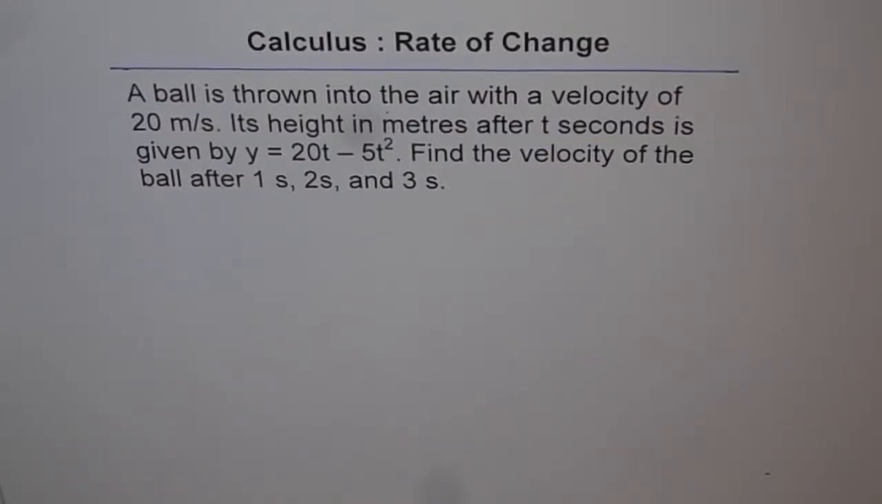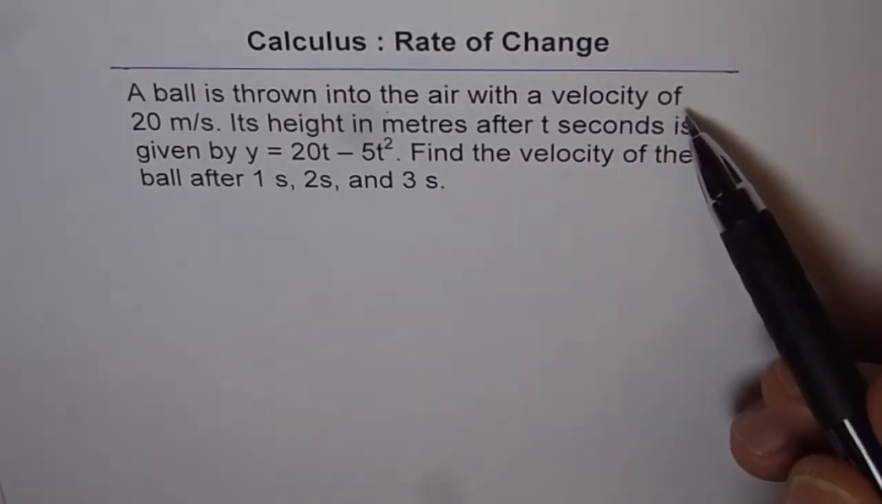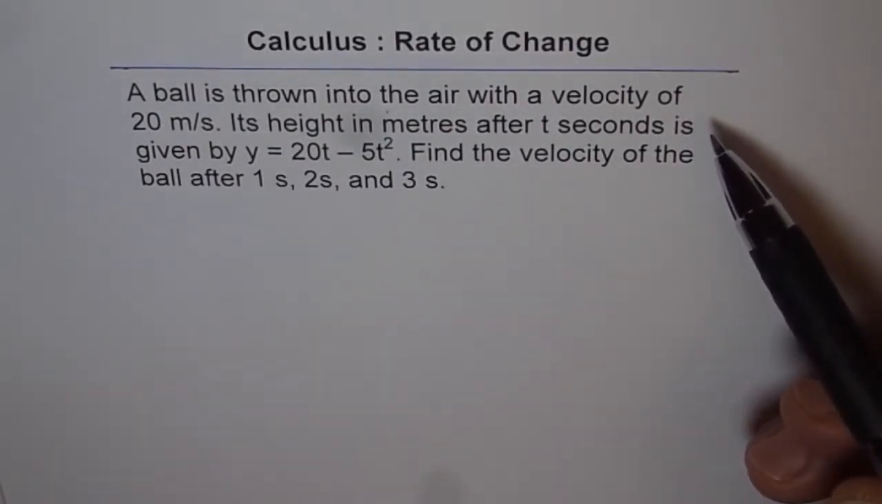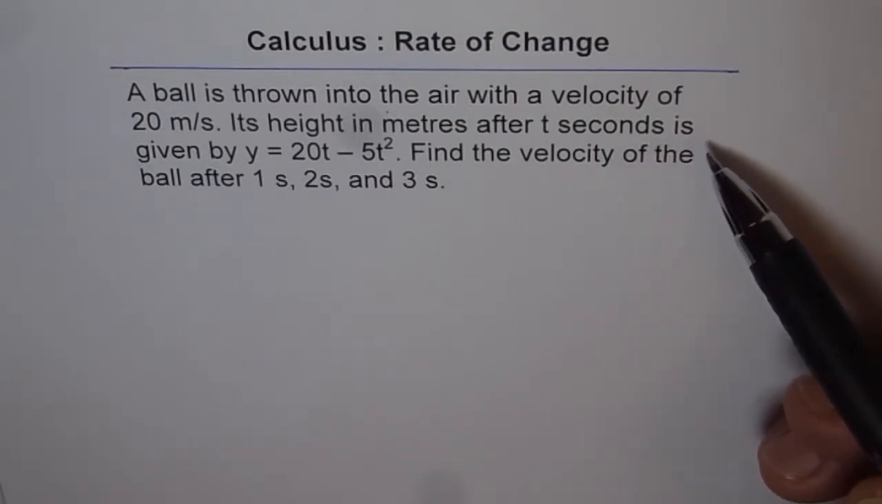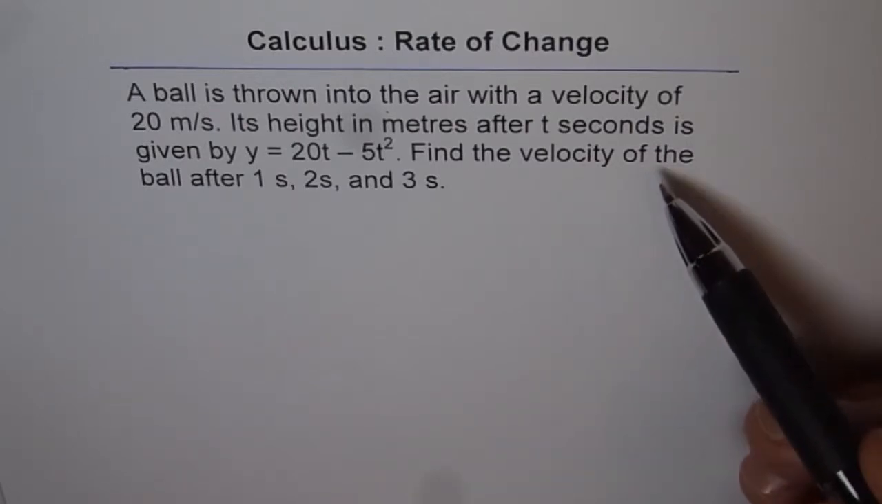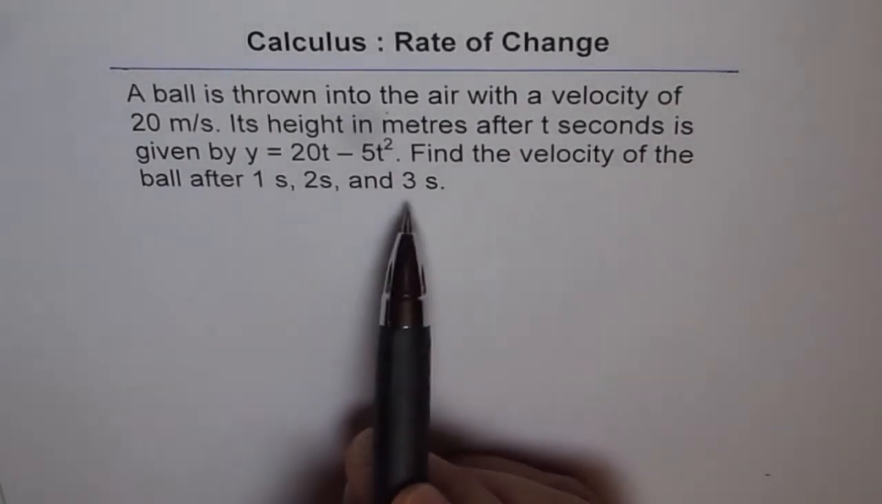Here is an application problem where rate of change is being considered as velocity. Velocity is the rate of change of displacement. Now the question here is, a ball is thrown into the air with a velocity of 20 meters per second. Its height in meters after t seconds is given by y equals 20t minus 5t squared. Find the velocity of the ball after 1 second, 2 seconds and 3 seconds.